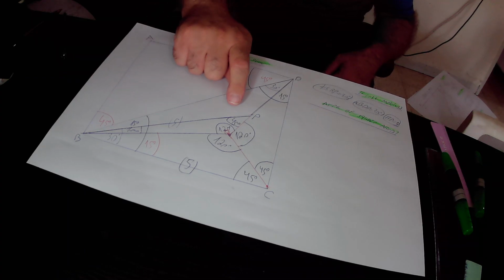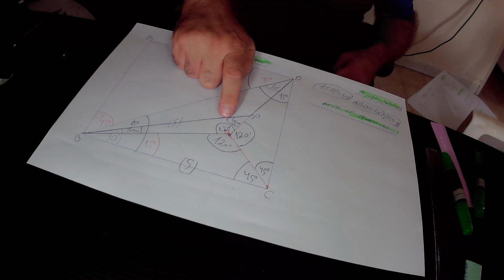15 plus 45 is 60. Therefore, this further angle must be equal to 120 degrees in size, according to the rule that the sum of the angles in any triangle is equal to 180 degrees.